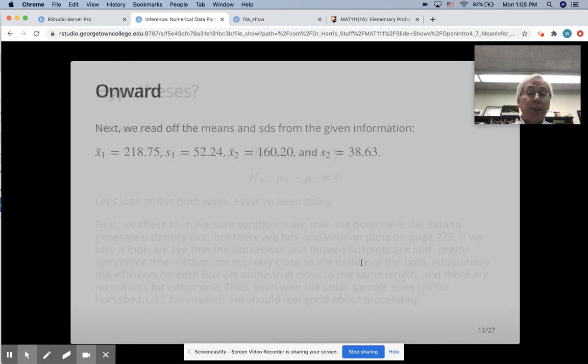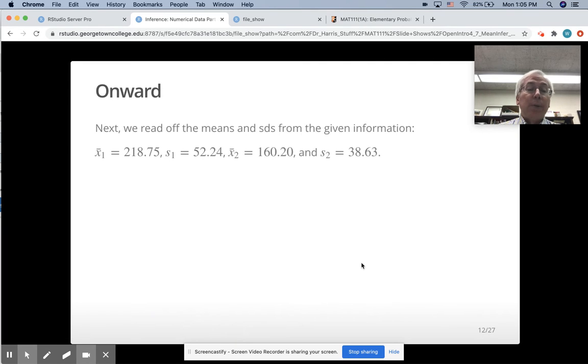Okay, so we've checked our conditions. The data I've got here on this slide come directly from the table to the right of those box plots on page 275. Notice that the numbers with the subscript 1 are those that go with the linseed diet, and those with the subscript 2 come from the horse bean diet. We want to make sure that we're keeping track of which one is population 1 and which one is population 2.